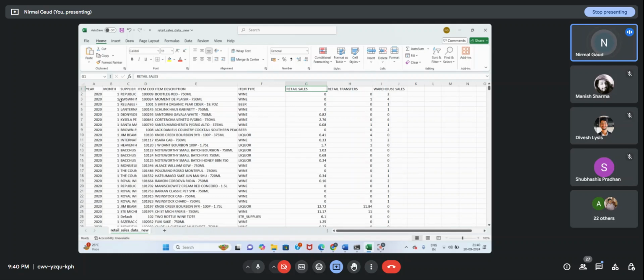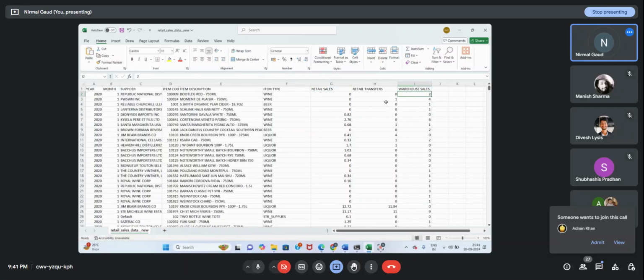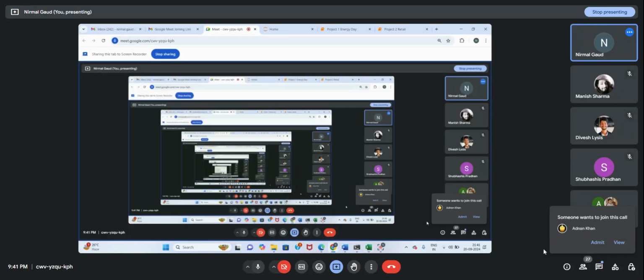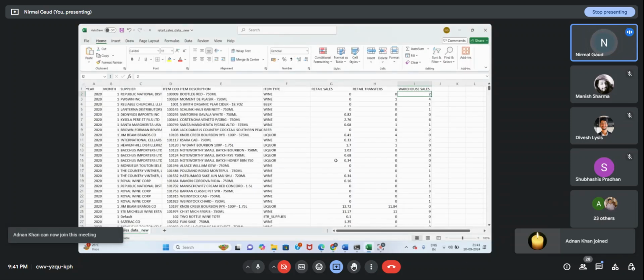Okay, that means if I say for the year 2020, for month 1, this is the item, this is the type of the item, that is wine. There is no revenue for the supplier for the first month for this particular item. There is no revenue generated for it. However, there are 2 units of revenue generated for this particular item for the supplier. That's what we can say.